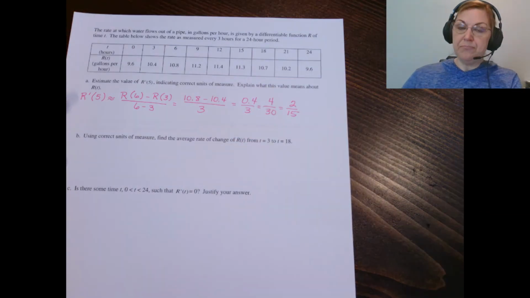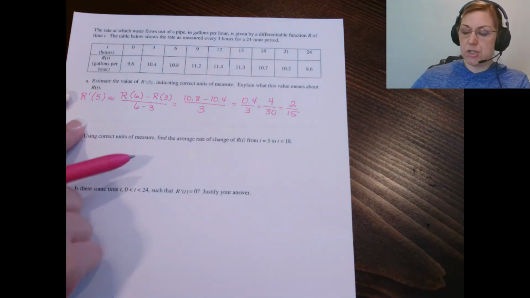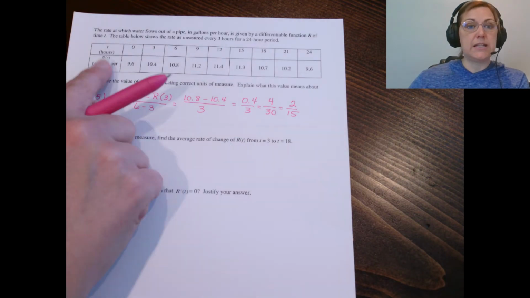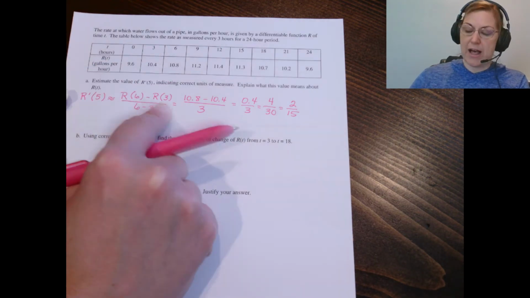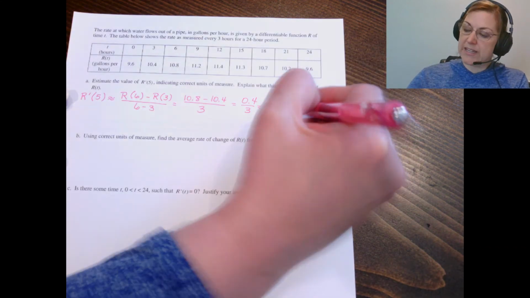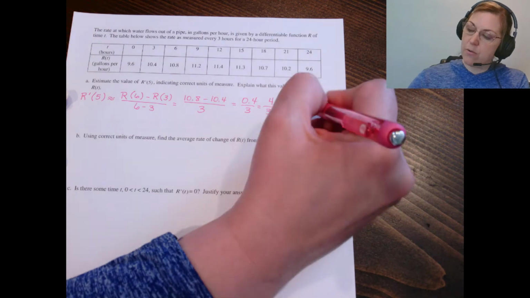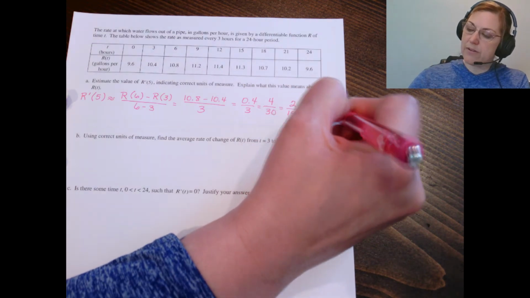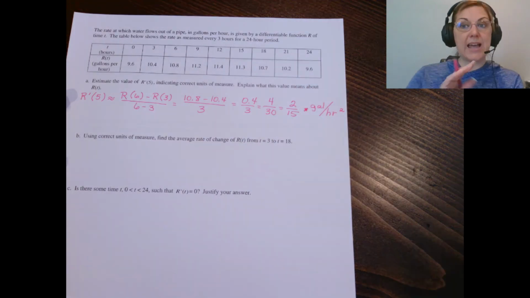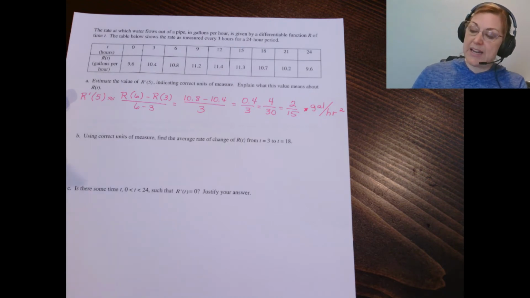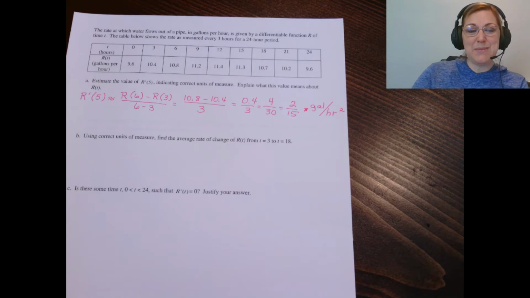Okay. Now, this is the derivative of R. So I need units. This is gallons per hour on top over hours on bottom. So it's gallons per hour squared. Then they want an explanation as to what this means in this problem.